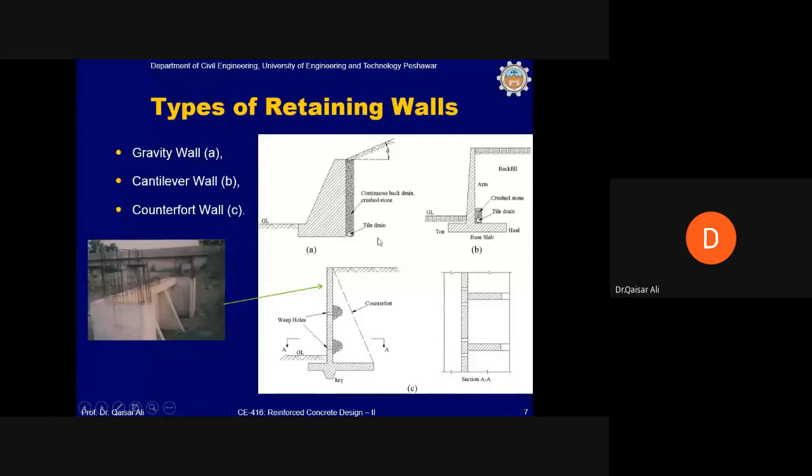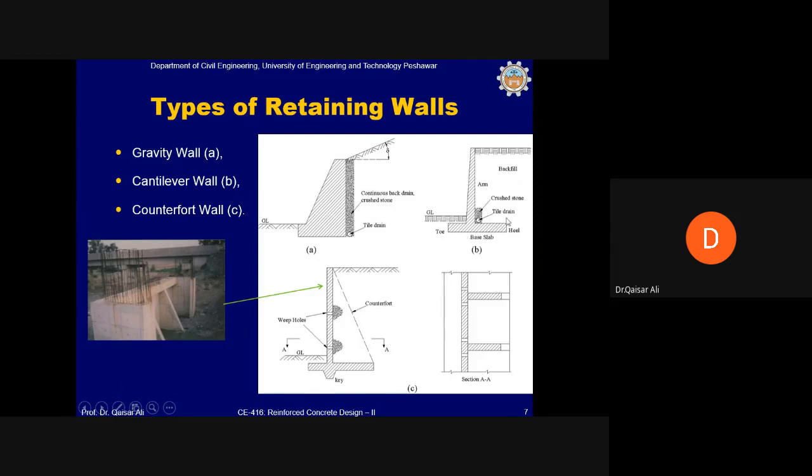Okay, drainage is also a very important thing to be considered in the design of retaining walls, because most of the retaining walls fail due to improper drainage on the backside of the retaining wall or at the bottom of the backfill. You can see a tile drain has been provided in this gravity retaining wall along the length of the retaining wall in order to release the pore water pressure, in order to prevent the seepage of water beneath the base of the retaining wall.